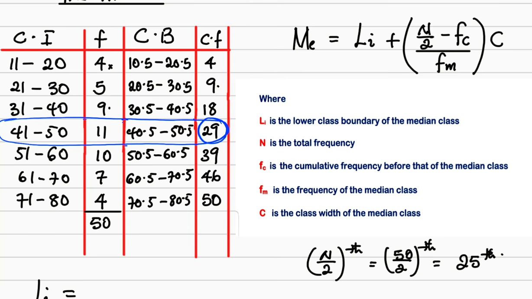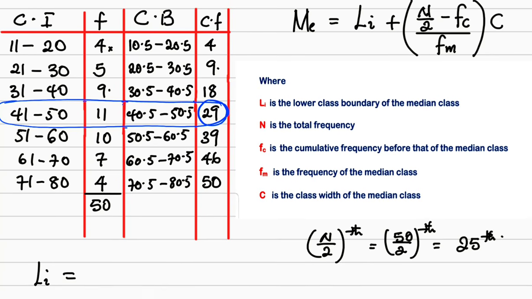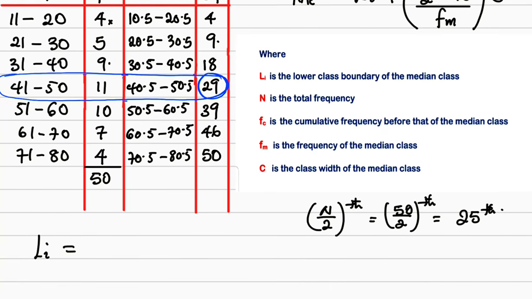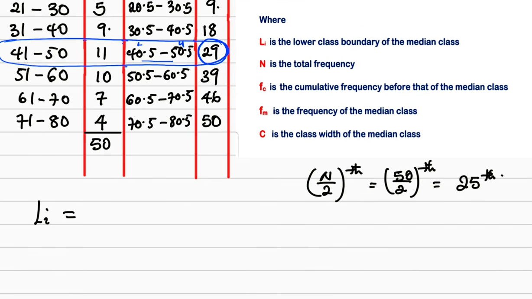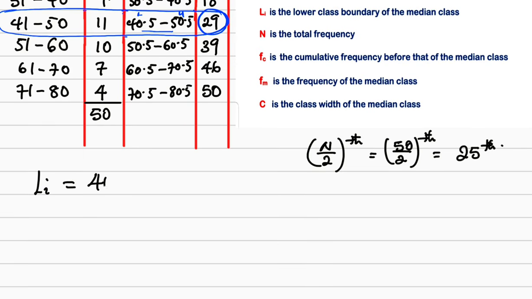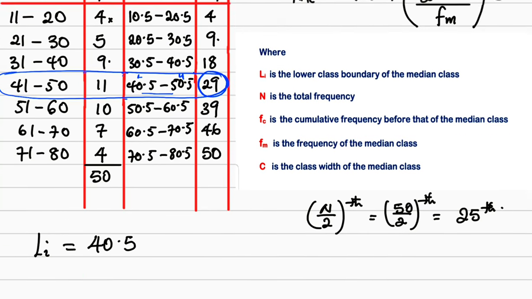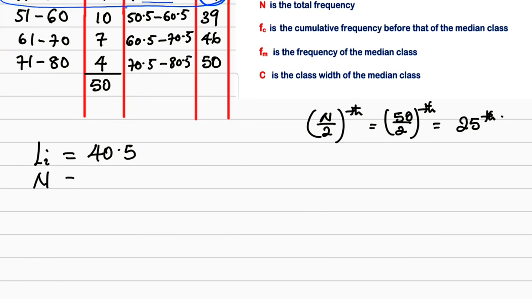We've gotten it, okay? So since we've gotten the median class, we can get any other thing we need to get. Remember, Li, they say the lower class boundary of the median class. Now look at the class boundaries, okay? Look at this particular class boundary. This is the lower one, and this is the upper. So we are picking the lower, which is 40.5. So my Li is 40.5. Then the next one is our N. Total frequency is 50. We've gotten that already.